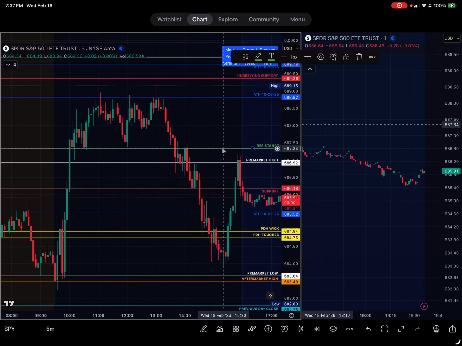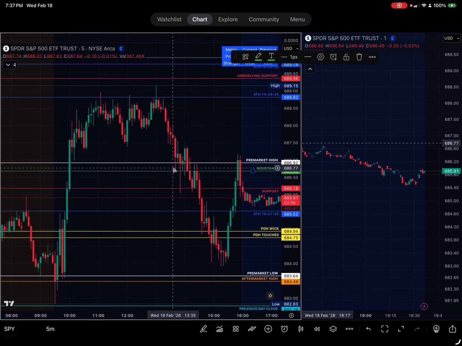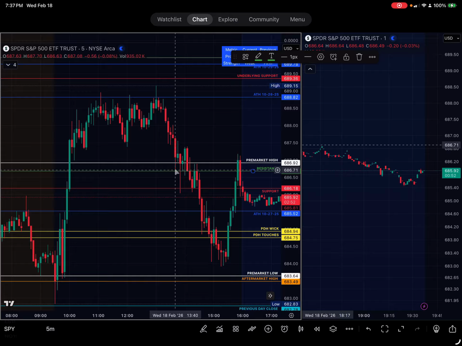One could argue that you would bring resistance down where this is support, support, support, support, and now it's resistance, resistance, resistance. You can see where it rejects it at 1340. You can see where it rejects it at 1350. You can see it rejected at 1355. You can see it rejected at 1400. You can see it rejected at 1405.